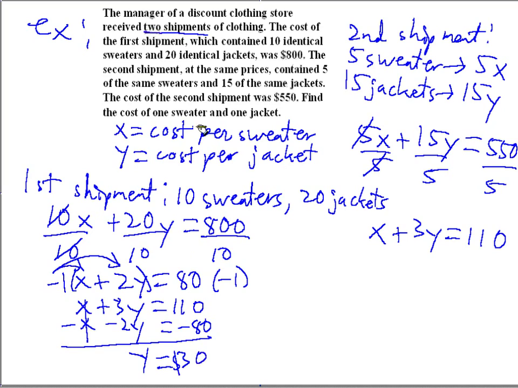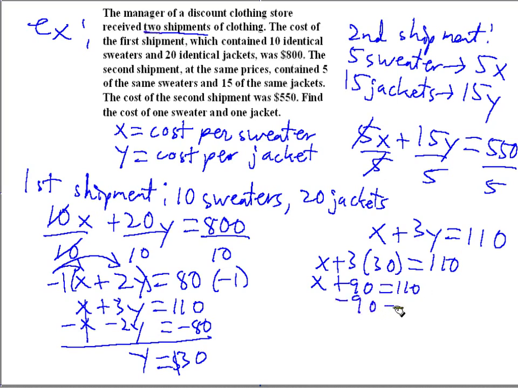What is the cost for one sweater then? Well, let's go back to one of these modified equations here. Let's look at this one. X plus 3y is 110. Well, I just found y to be $30, right? Let's plug that in. So x plus 3 times 30 for y equal to 110. So x plus 90, 3 times 30, is equal to 110.